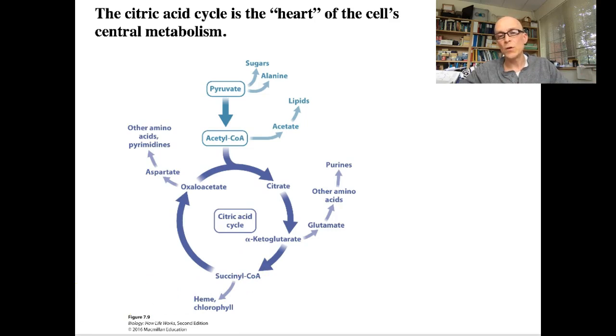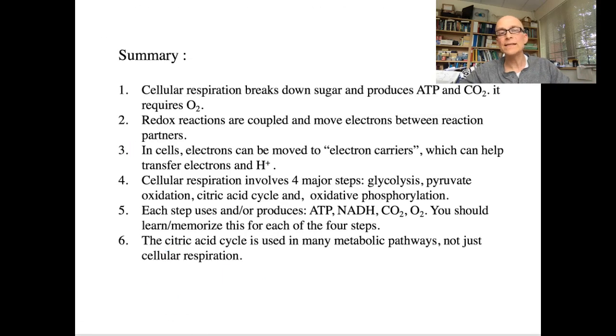What you should know is what I told you along the way. Let's summarize this. From this lecture, maybe you want to remember that cellular respiration breaks down sugar and produces ATP and carbon dioxide, and it requires oxygen. We talked about redox reactions. We said that they're coupled. They move electrons between reaction partners. We said that in cells, electrons can be moved to electron carriers, which can then help transfer these electrons and hydrogen.